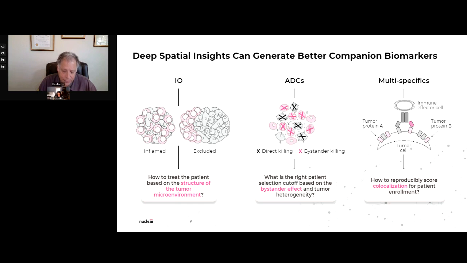For antibody-drug conjugates and multispecifics, deep learning can aid in the reproducible and accurate detection of target-expressing cells, especially at low levels of expression, assess heterogeneity of those cells, and uncover the relationship and proximity between target-expressing and non-expressing tumor cells to better understand the so-called bystander effect, which is the ability to kill non-expressing tumor cells by a payload that is delivered to target-expressing tumor cells.